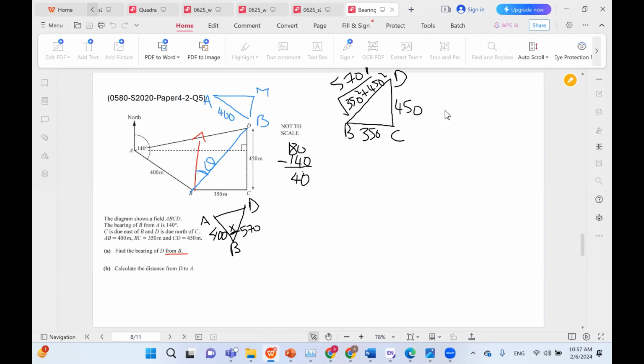Now that we have BD equals 570, we want to figure out a way to get side AD. So how can we do that? How can we get side AD? So let's just call this point here point M. I'm just going to erase the north for now.